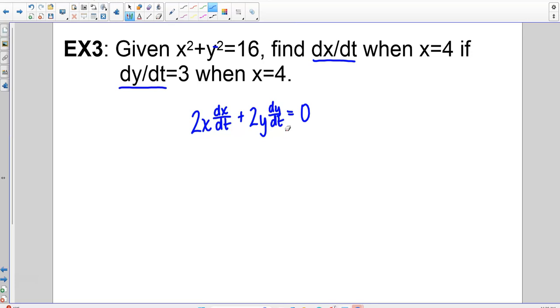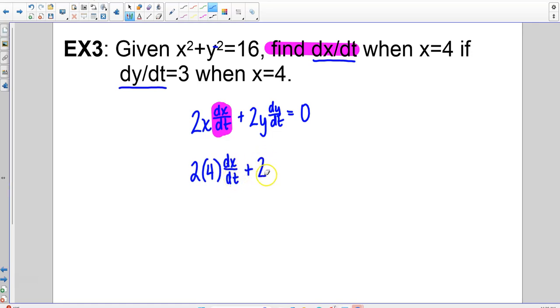So once we have this, we're going to plug things in. The question says to find dx dt. So dx dt does not get replaced. That's what we're looking for. I know that it tells me that x equals 4 and dy dt equals 3. So I got 2 times 4. And then I got my dx dt, which I do not want to replace.